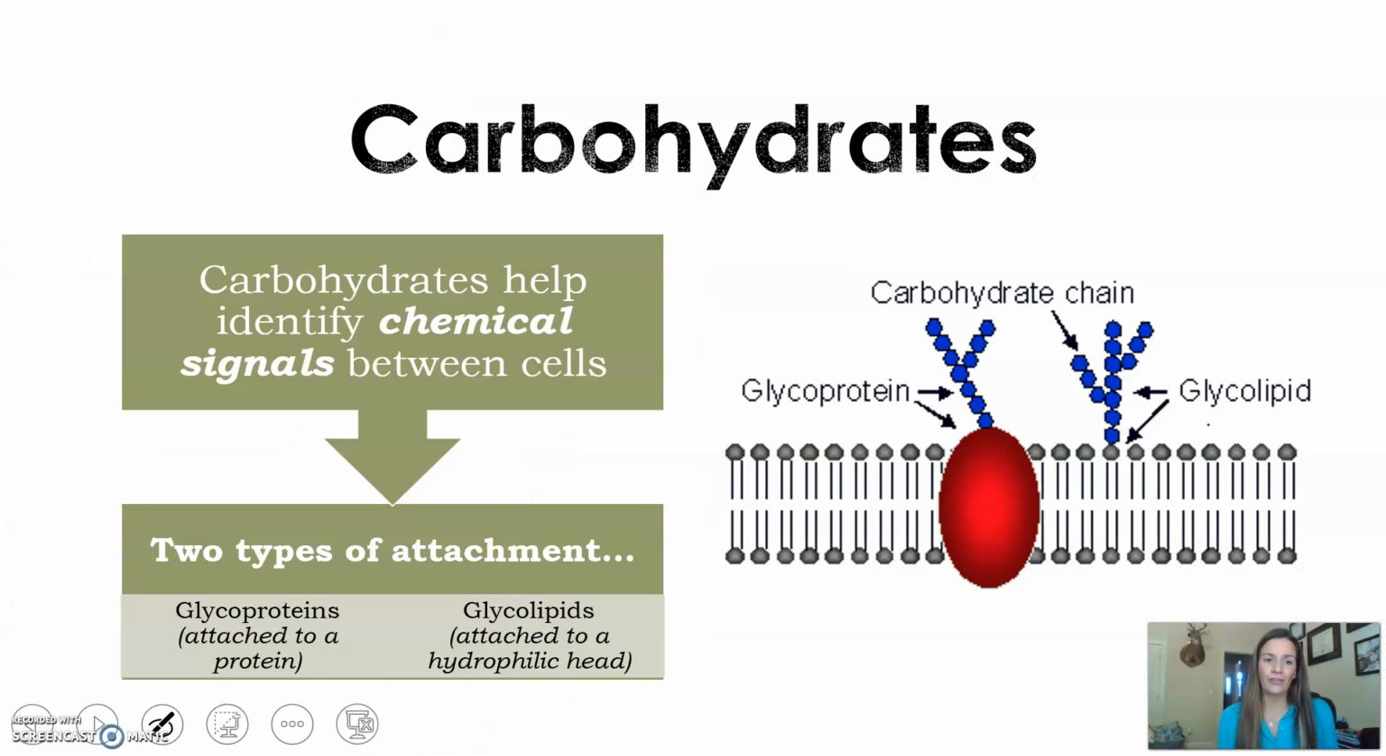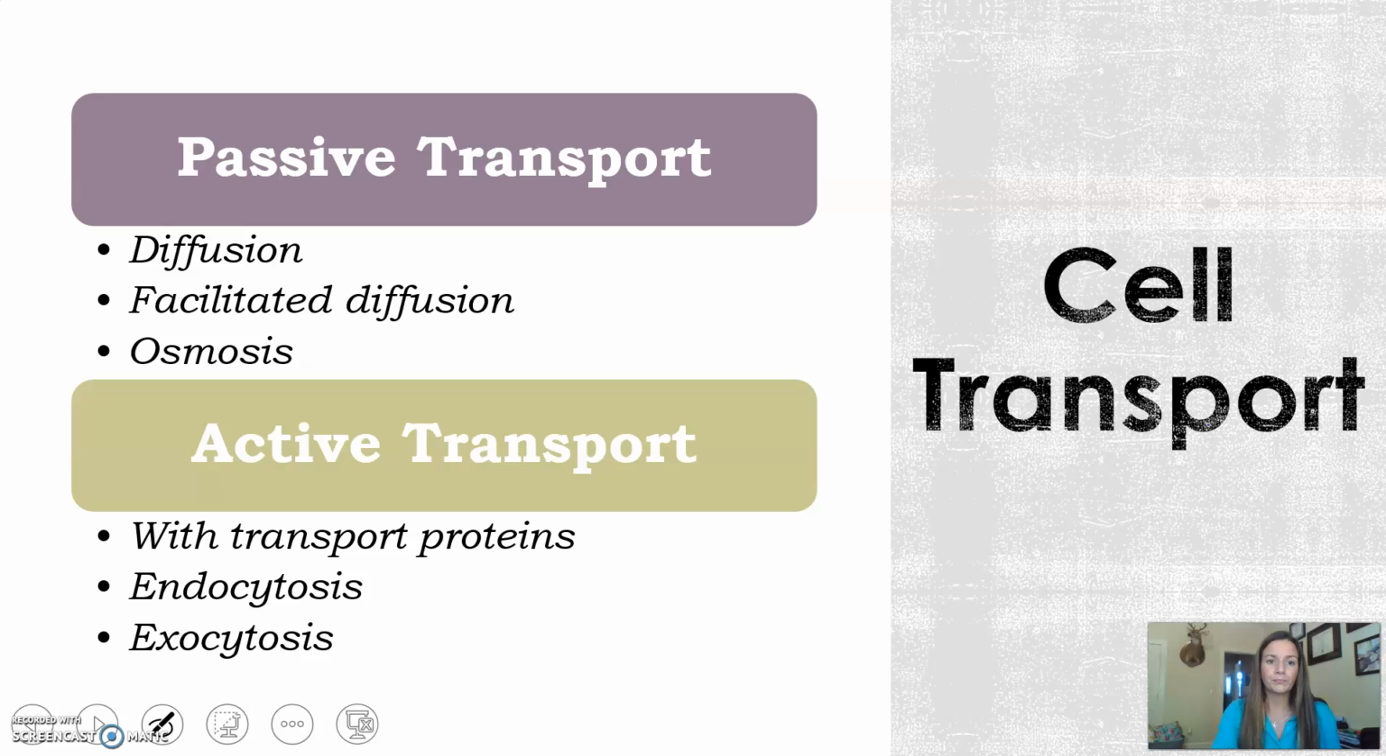Carbohydrates then are the final thing, and these help identify those signals. So carbohydrates can be attached in one of 2 ways. They can be attached to a protein, so then they're called a glycoprotein, or they can be attached to one of the heads of the actual cell membrane, in which case they're called a glycolipid. But either way, think about signaling like an antenna on a car or something like that. It's what they do: they help with signals.